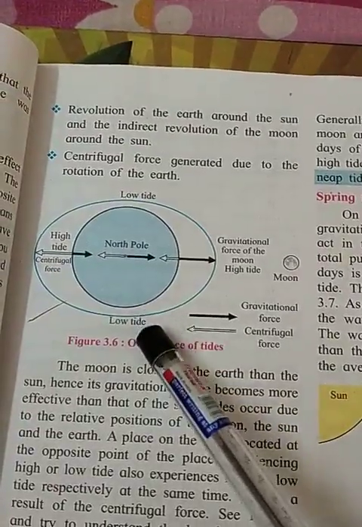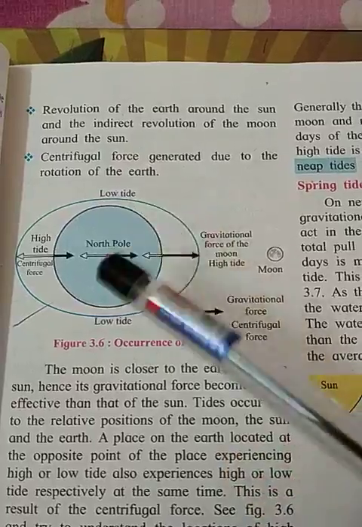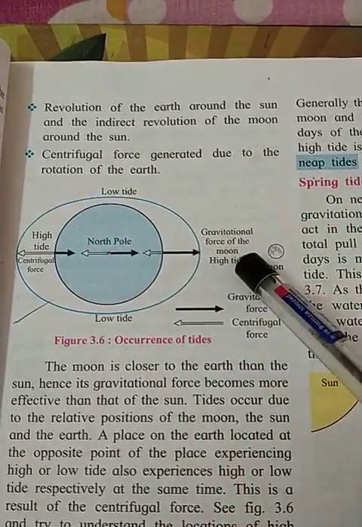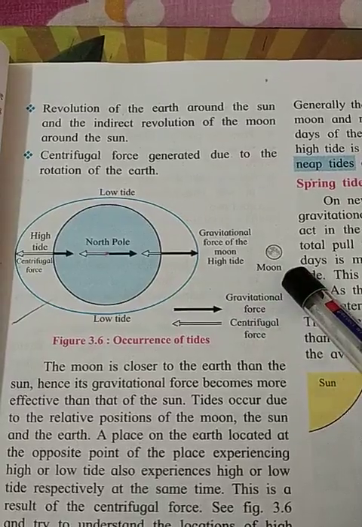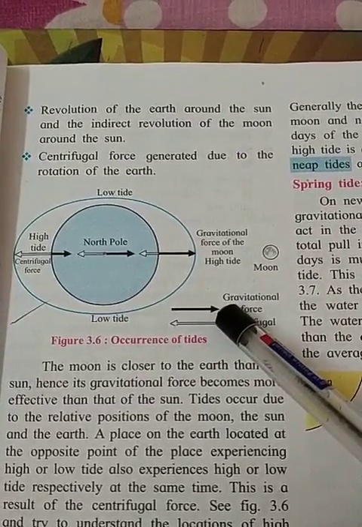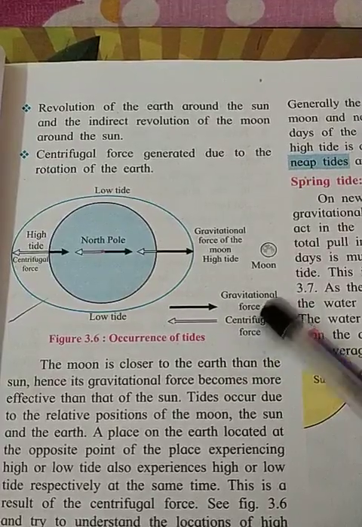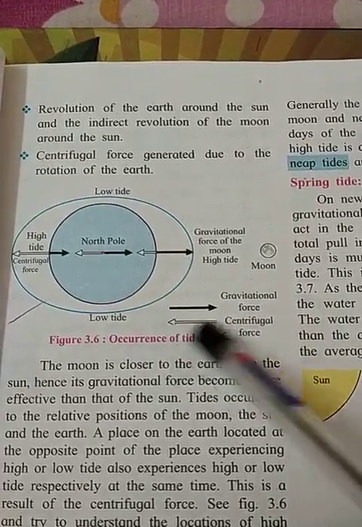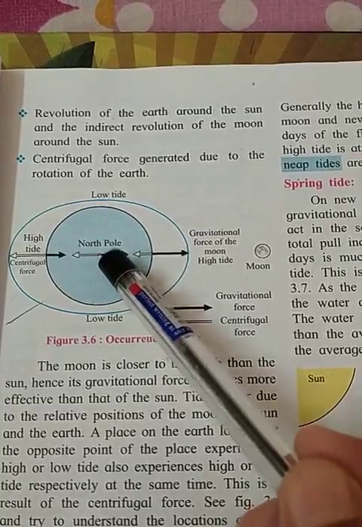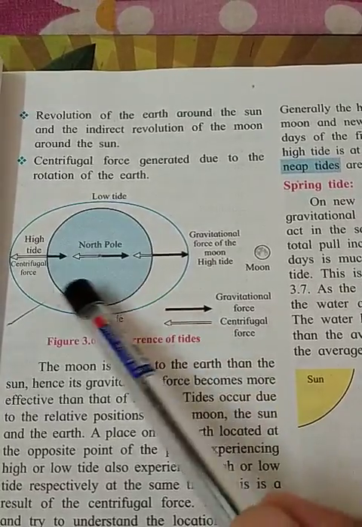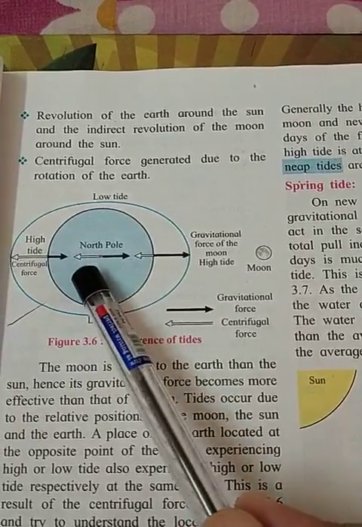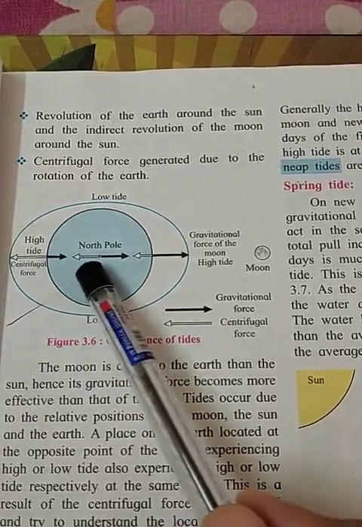See here. Here it is low tide, here it is low tide, and on both sides you will see high tide. Here is the gravitational force of the moon and high tide. The moon is here, gravitational force. The dark arrow in black color shows the gravitational force, and this empty arrow shows the centrifugal force. Here it is North Pole. Have you seen the North Pole here? On both sides, which force is working? Centrifugal force, which is the empty arrow.